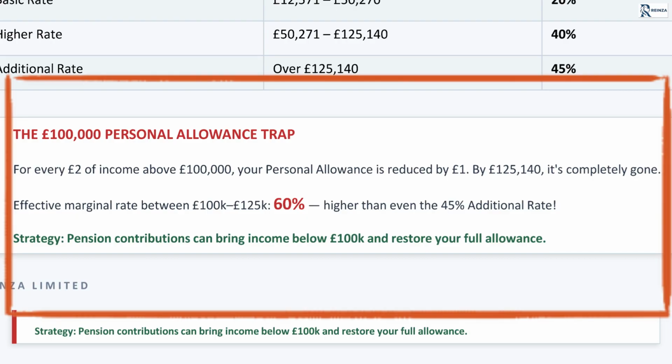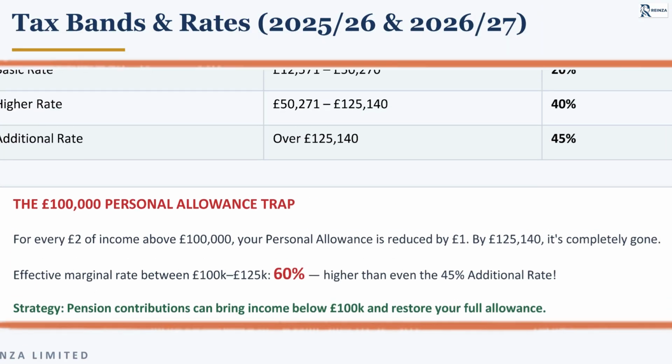The result? Your effective marginal tax rate on income between £100,000 and £125,000 is 60%. That is higher than even the 45% additional rate. This is a very common and painful surprise. The strategy? Pension contributions can bring your income back below £100,000 and restore your full personal allowance. We will cover this in more detail in the tax planning chapter.